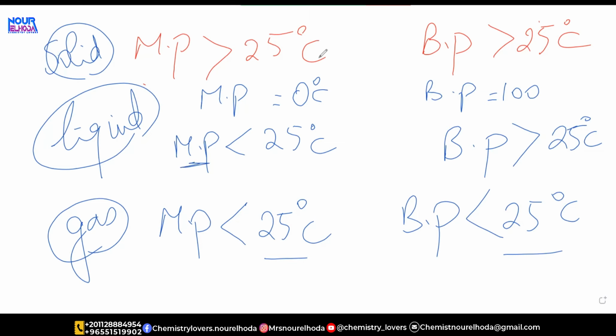If the melting point, remember the melting point of water or freezing point is 0. So if I find the melting point less than 0 and the boiling point more than 25, then for sure this is a liquid. Clear? So now we know when I say this is a solid, or a liquid, or a gas.